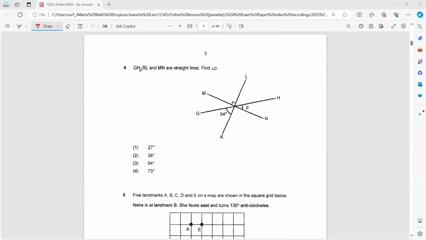Question 4. GH, KL, and MN are straight lines. Find angle P. Now, if they are straight lines and they cut across this way, then there are vertically opposite angles. This is a 90, so this side will be 90. Then, because GH is a straight line, this is 180 degrees. 180 minus 54 minus 90 to get angle P. This will be 36 degrees, which is number 2.